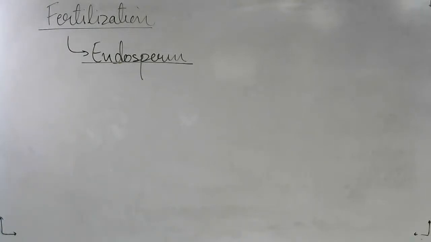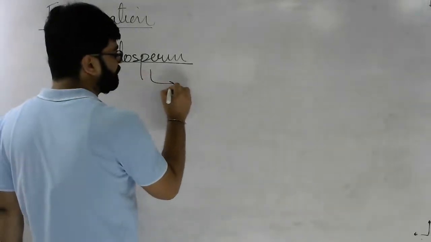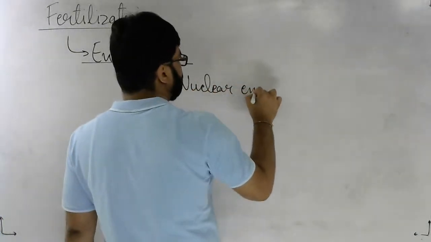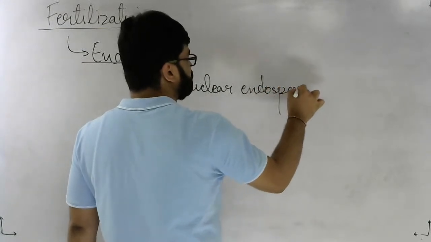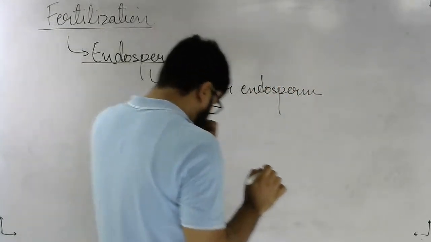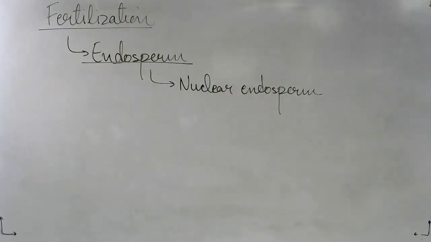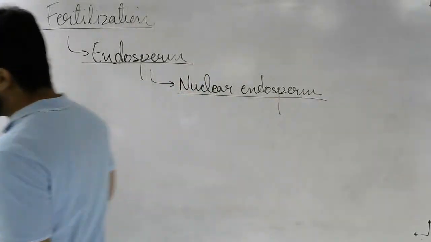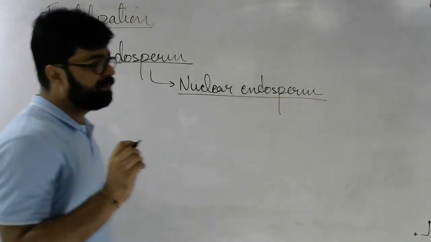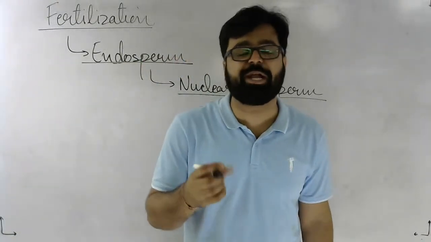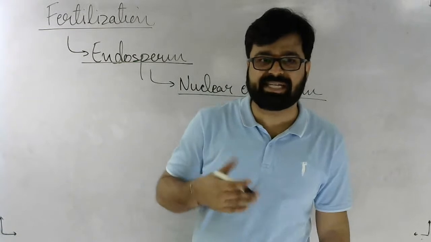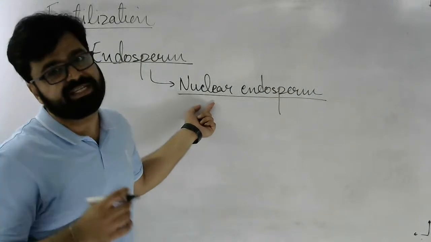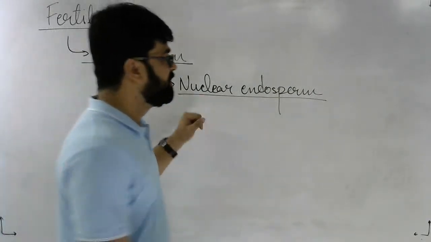Number one is nuclear endosperm. Name itself suggesting that mainly it is formed of different nuclei. So karyokinesis rapidly or repeatedly occurs in the formation of this type of endosperm, right?